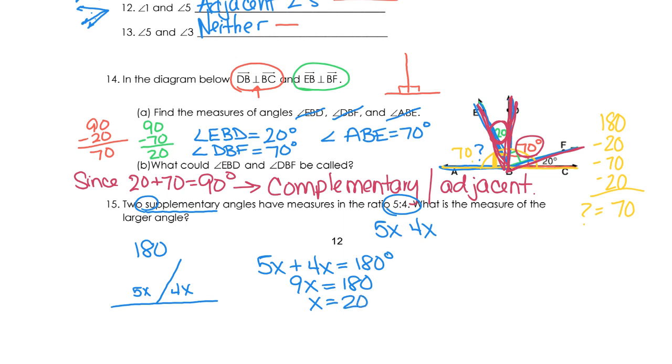Did we answer the question though? No. They want to know the larger angle. The larger angle is going to be the 5x. And so 5 times 20 is equal to 100 degrees. If you want to double check it, you could always plug in here. 4 times 20 is 80. This one we said is 100. 100 plus 80 adds up to 180. And two angles that add up to 180 are called supplementary. So that one is finished. Okay, I'll see you guys on the back side in the next video.